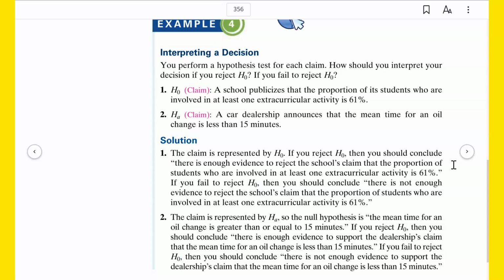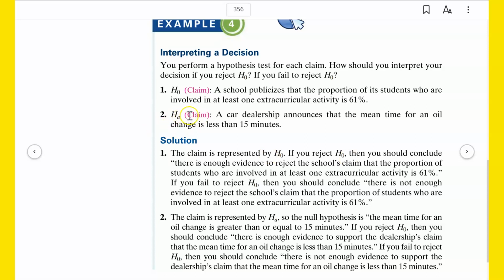Again, since the claim becomes H0, we can either say there is enough evidence to reject it, or you can say there is not enough evidence to reject it. Those are the only two things you can really say. You can either say that there's enough evidence to reject that claim, or you can say there is not enough evidence to reject that claim. That's all you can say.